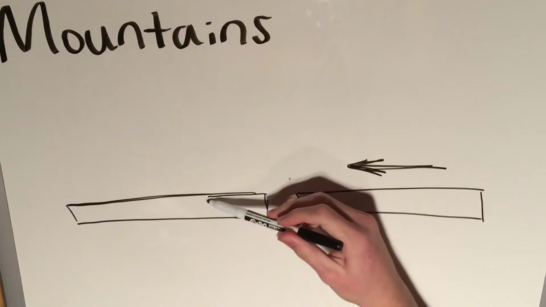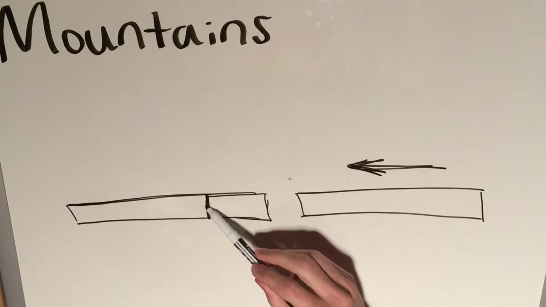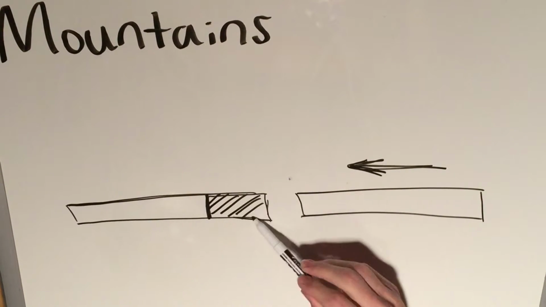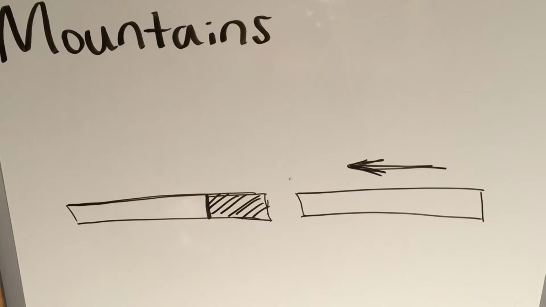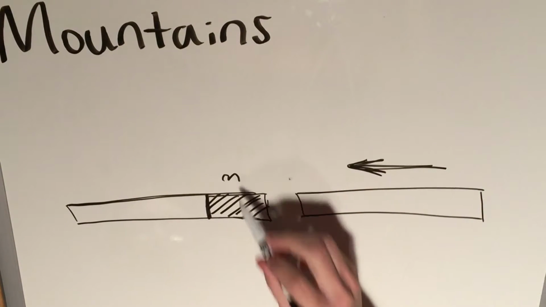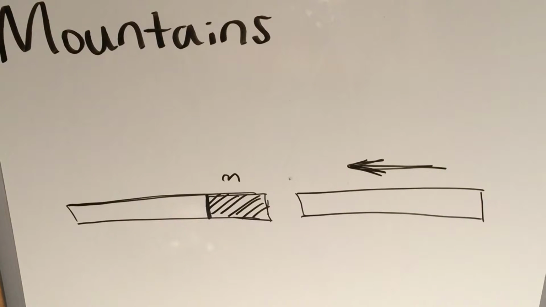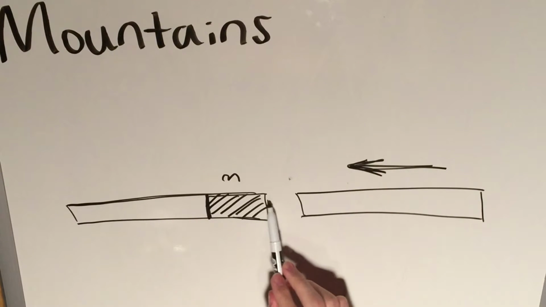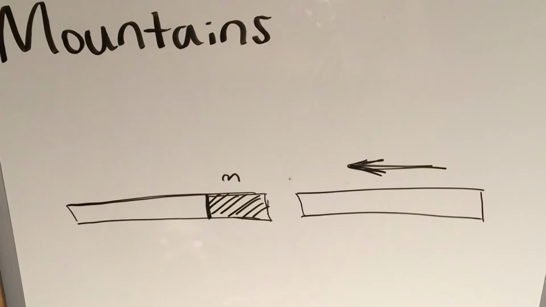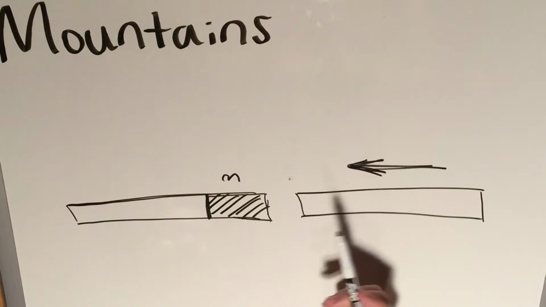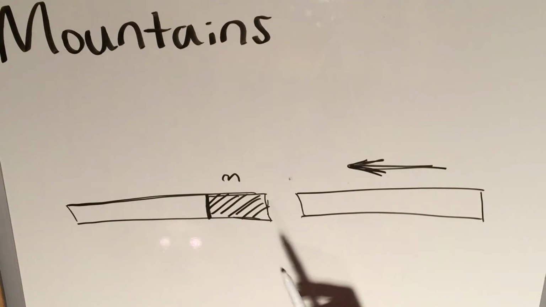Just for the sake of example, if we were to take this little section of the plate here and give it a mass, we'll represent that with m. There's this amount of lithosphere, and the mass of that amount is represented by m. So what we see as this plate moves to the left is that it'll eventually overlap. That's what continental convergent boundaries do. The continents completely overlap and they superimpose each other.